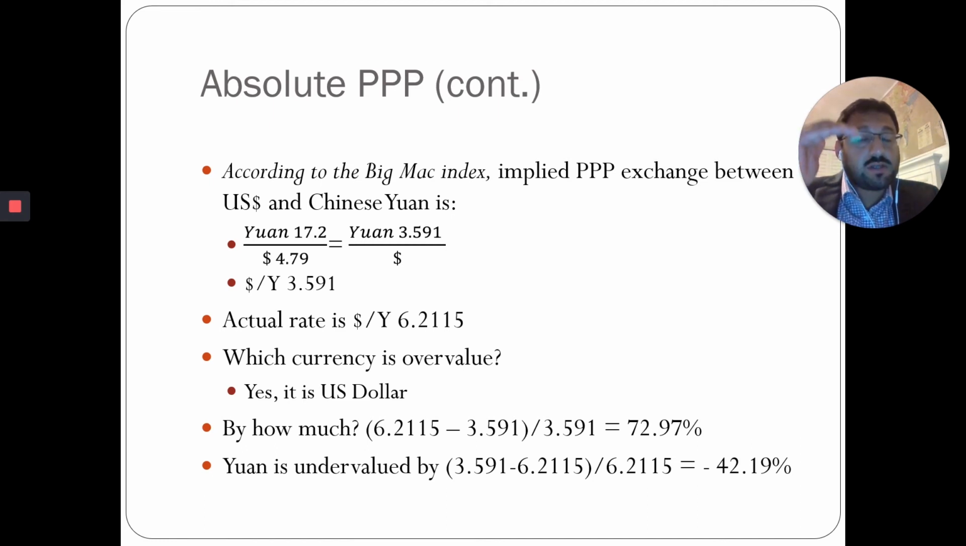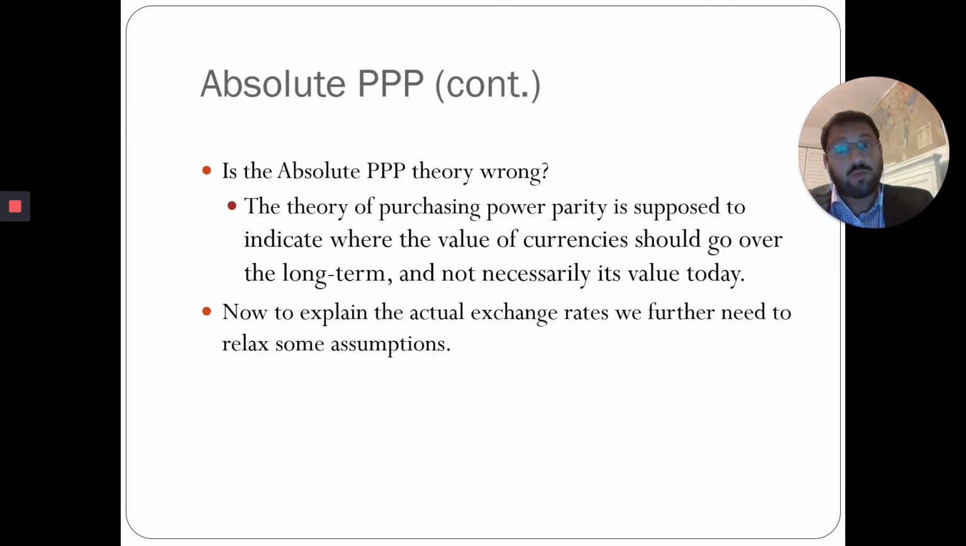It means the US dollar will move to the exchange rate implied by the purchasing power parity, or the value of the US dollar will decrease. And once the value of the US dollar decreases, it automatically means that the value of the yuan will increase. Now, there is an issue: we are not able to find out through this theory what the exchange rate should be today. We are not able to predict today's exchange rate with absolute purchasing power parity.